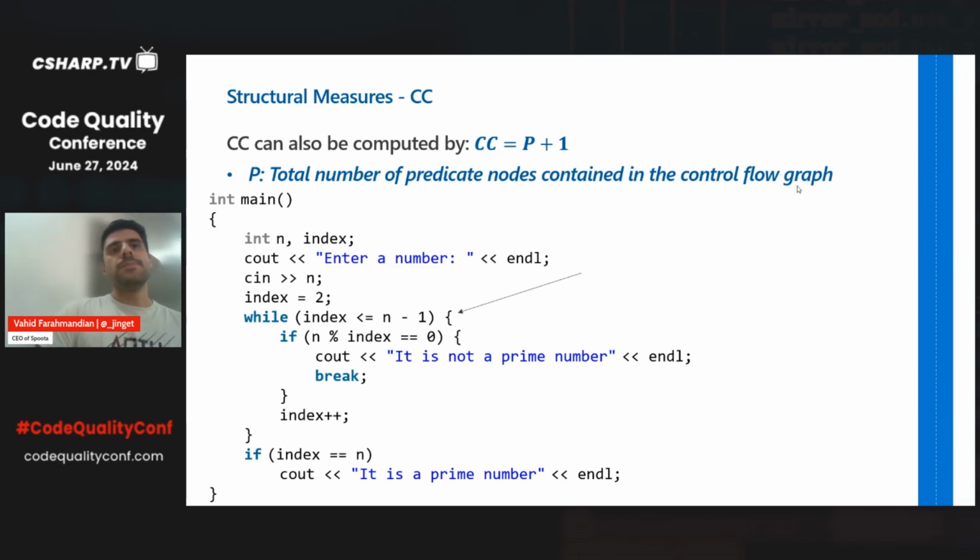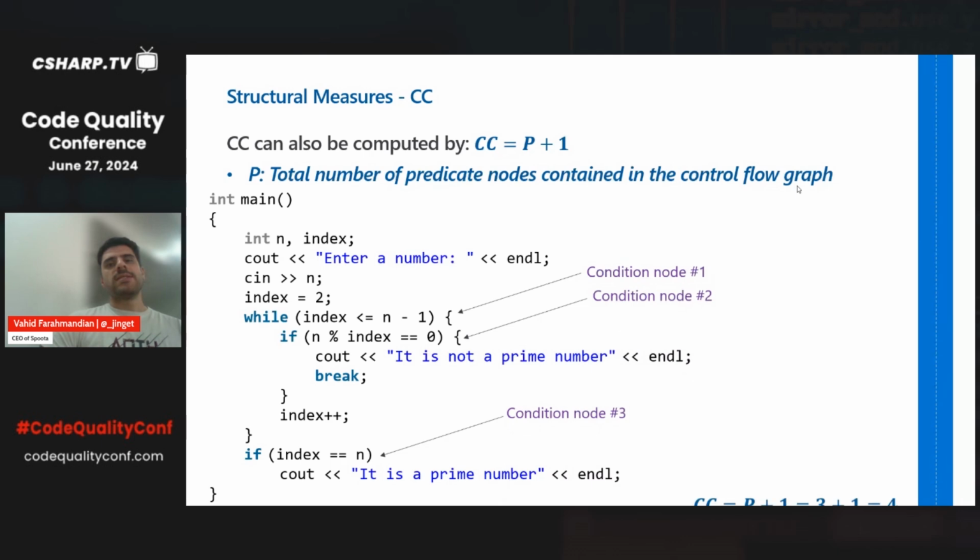We have one predicate line here: while index is lower than or equal to n minus 1. This is condition node 1. We have another predicate node here. It's not important whether the predicate nodes are nested or not while using this formula. We're just going to count the predicate nodes without paying attention to their nesting level. Okay, we have n person next is equal to 0. It's a conditional node again. And we have the third predicate node here, which is index is equal to n. This is conditional node number 3.